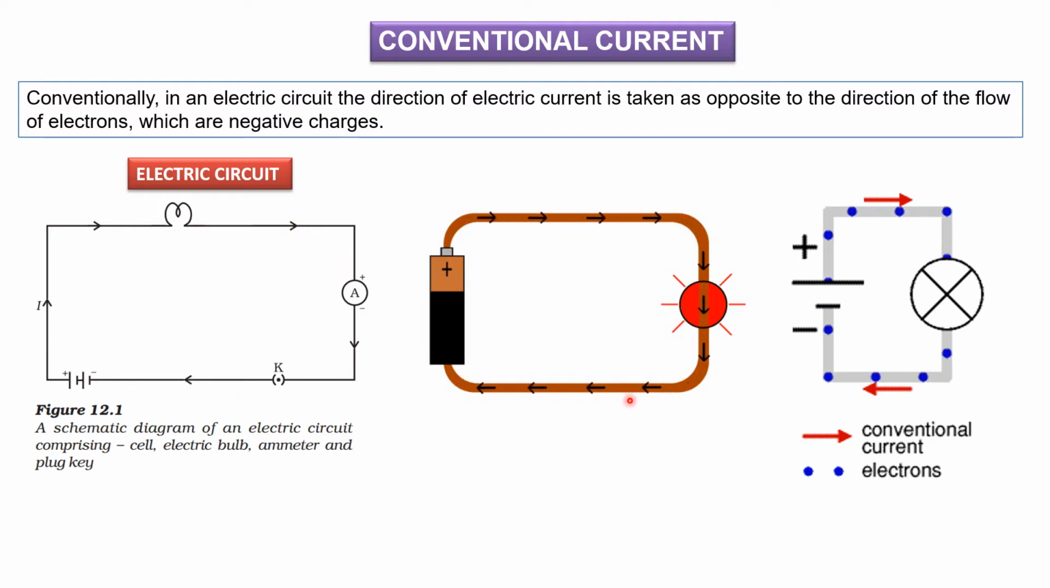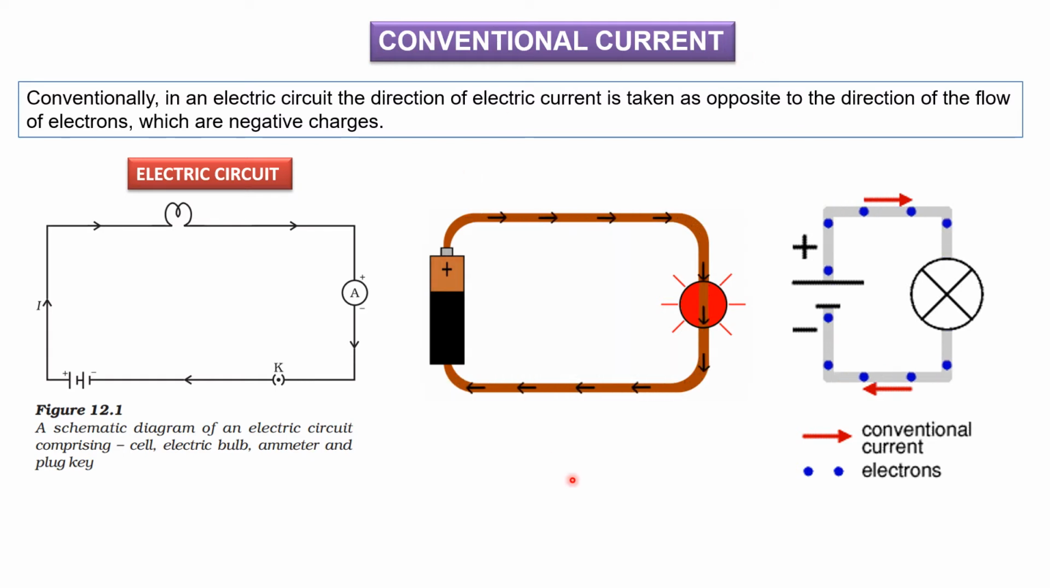And what is happening to the electrons? See here, always the electrons flow from negative to positive. Clear? Always the electrons flow from negative to positive. But current flows from positive to negative. So this convention you should make clear. By seeing this electric circuit diagram, you should make very clear that always the current flows from positive to negative. That is the direction of current, called conventional current.